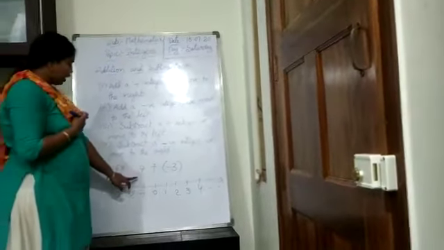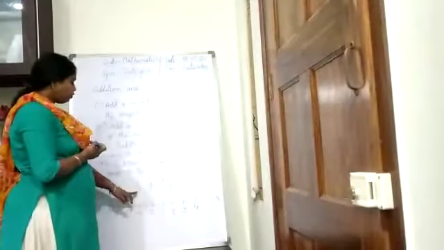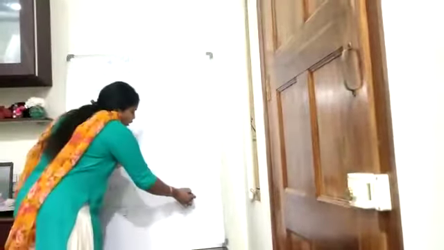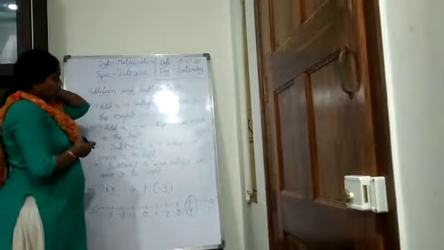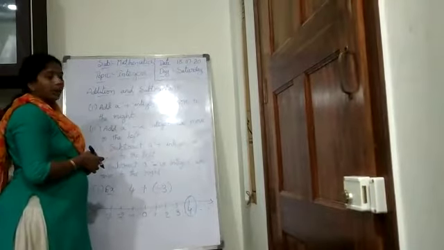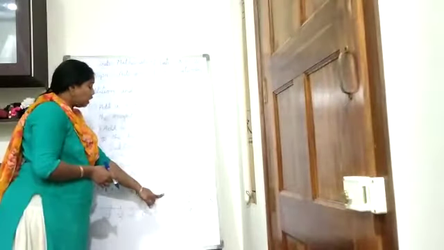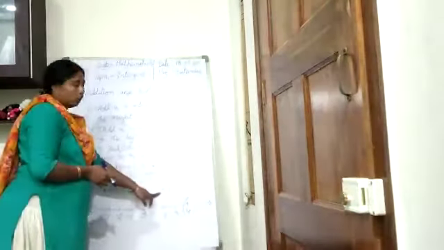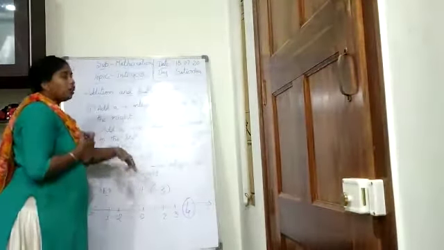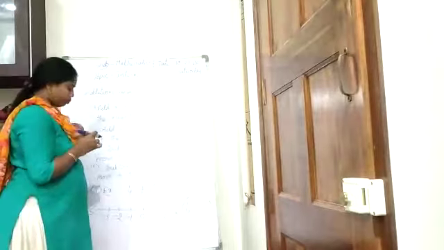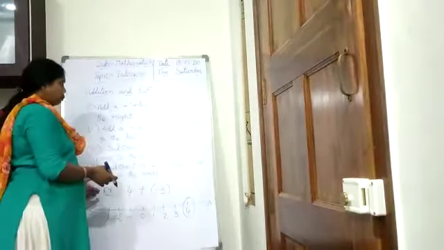I have taken an example: 4 plus minus 3. The first number is 4. Where is the 4 on the number line? For this 4, which number are we adding, a positive or negative integer? We are adding minus 3. Minus 3 is a negative integer. For any number, when we are adding a negative integer, which side of the number line do we have to move? The left side.